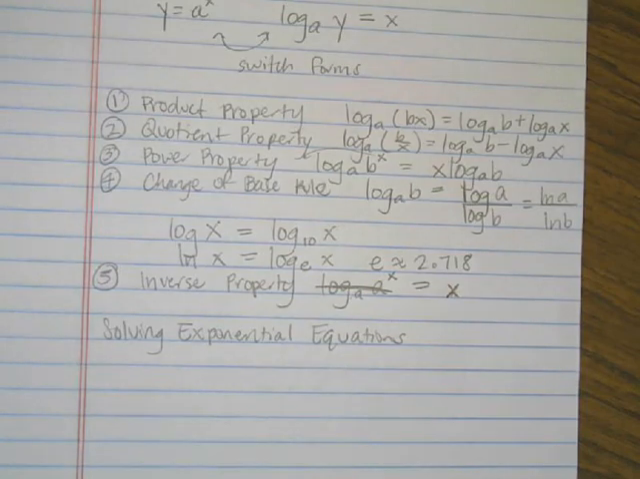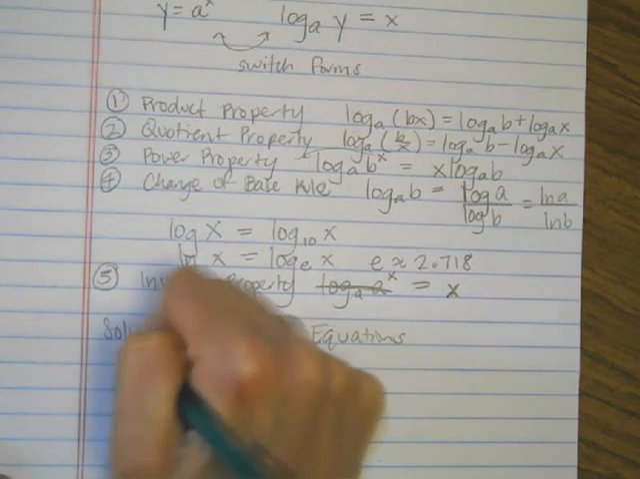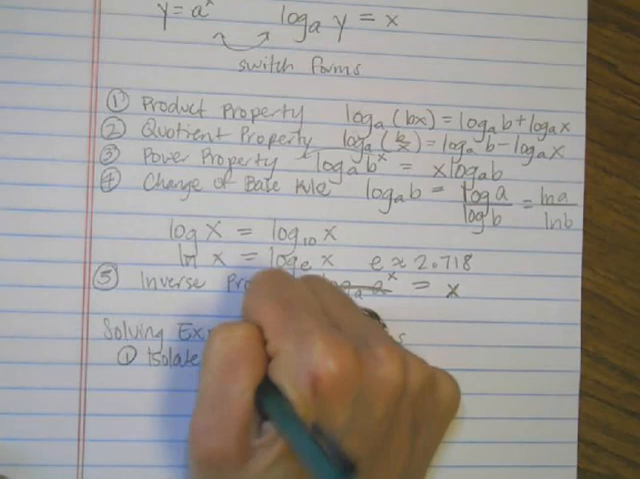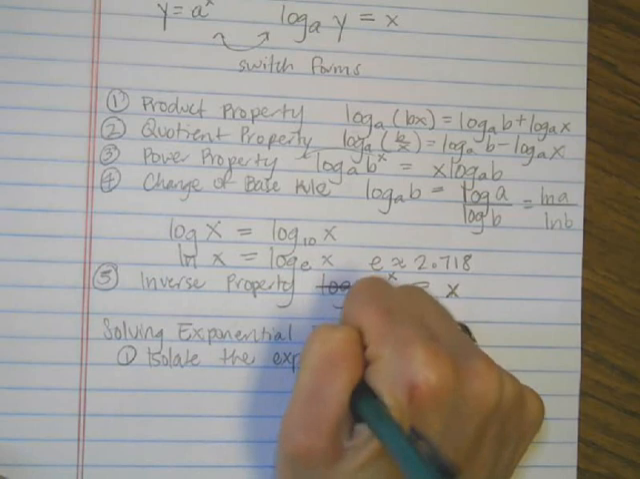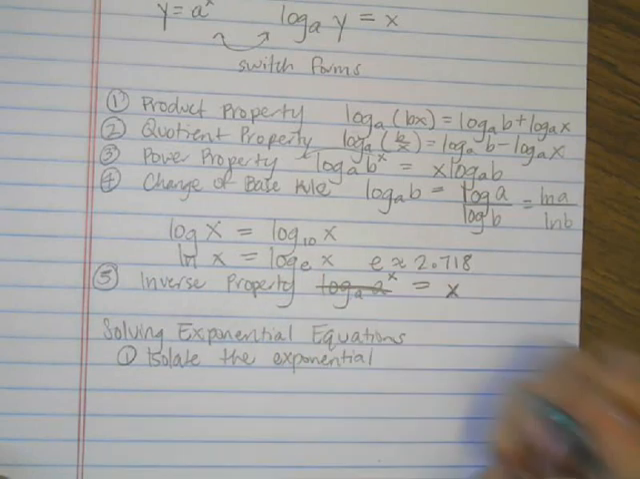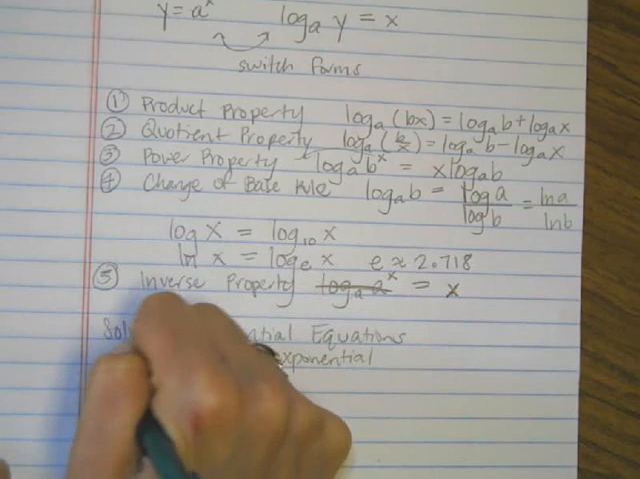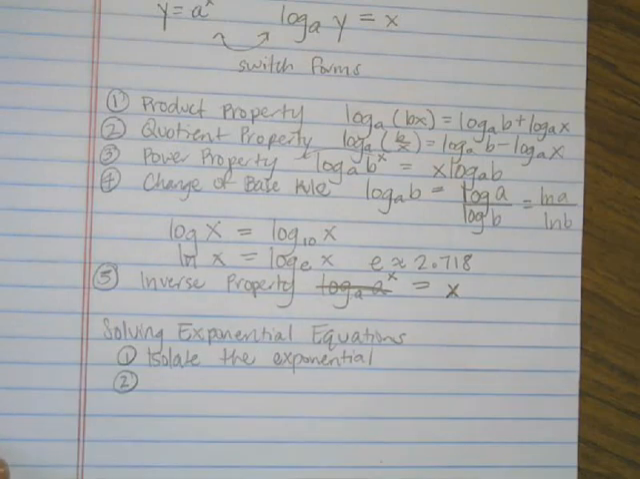Take the log or the ln of both sides. This is not multiplying, it's taking the log or the ln of both sides. Kind of like square rooting both sides, okay? And then use the power property to bring the exponent down. At that point, you should be able to solve for x or the variable.